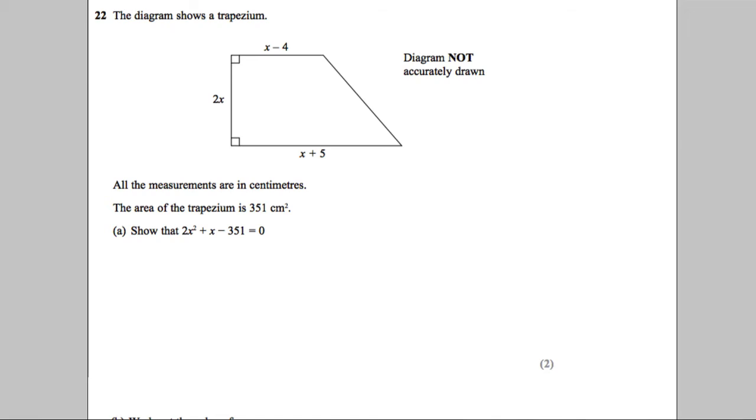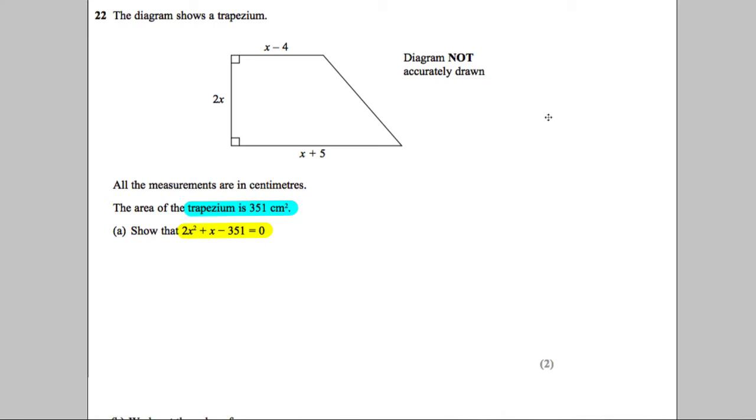Okay, question 22. We're told we've got a trapezium. The diagram's not drawn accurately, so we've got to use our geometry facts to solve this. All measurements are in centimetres, and we're told that the area of the trapezium is 351 centimetres squared, and we're asked to show that the following equation is true.